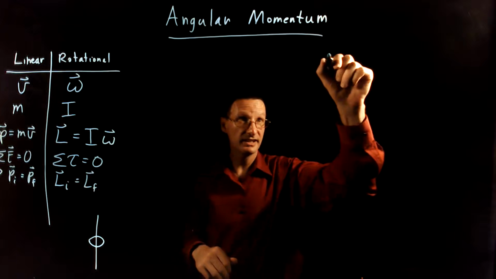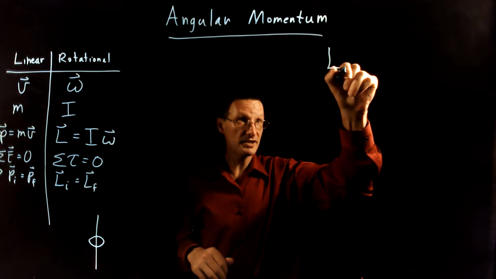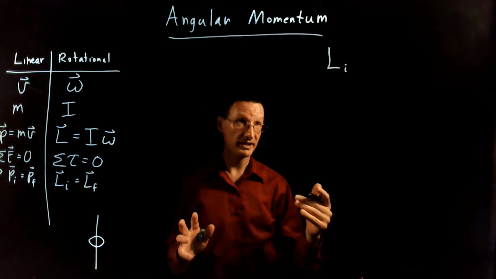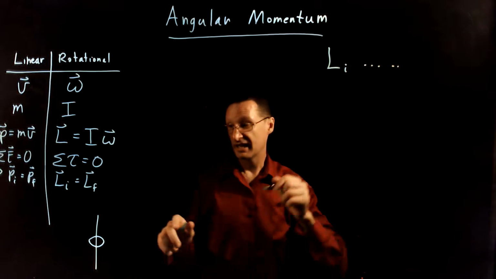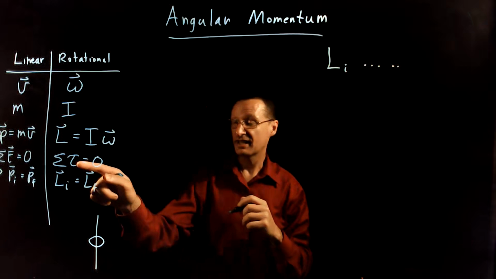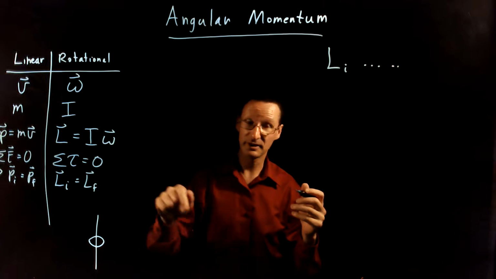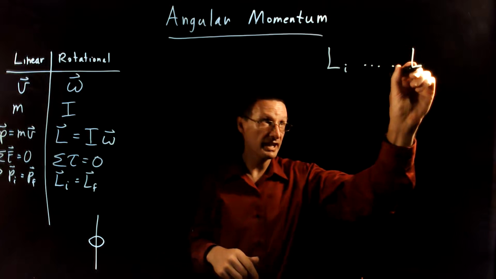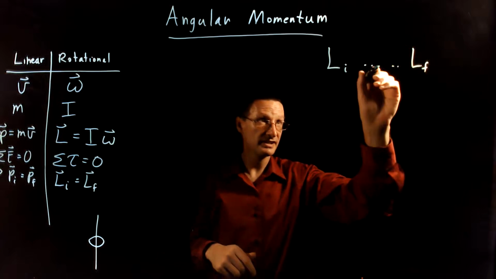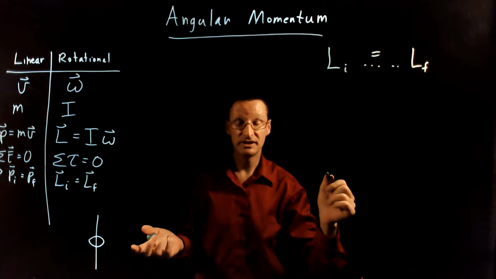So what this means is that if you measure the initial angular momentum and then some stuff happens, and that stuff cannot include external torques, so there's no external torque during this stuff, and then you measure the angular momentum at the end of this, those two have to be equal to each other.